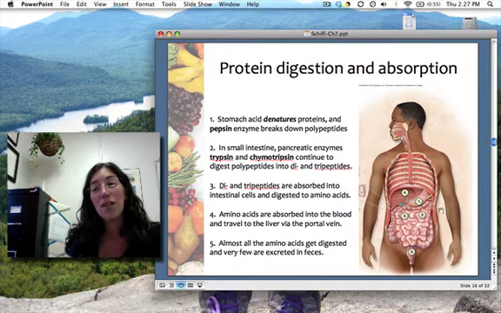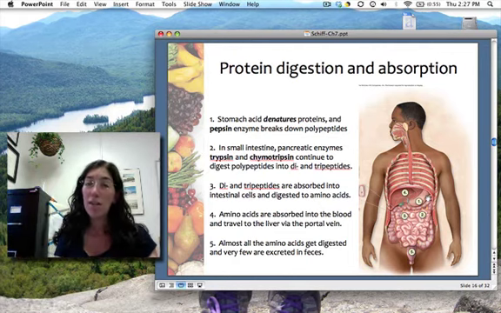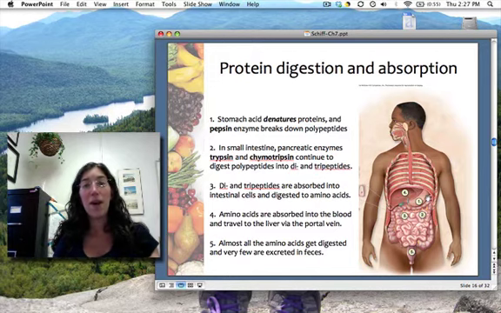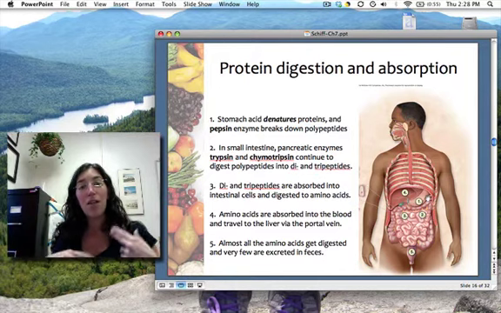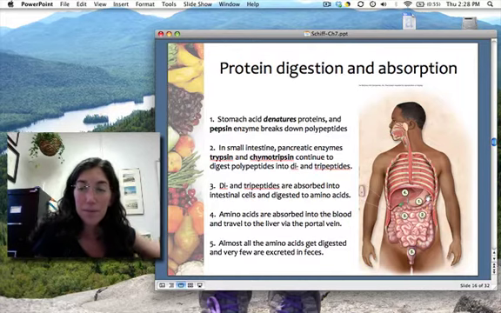Okay, so in the stomach, there's 2 major things that happen. 1, you have stomach acid production, and that acid helps to denature the protein. First step of protein digestion is to unfold it, to denature it. Secondly, there's an enzyme produced by the stomach called pepsin, and pepsin helps to digest peptide bonds. So pepsin is an enzyme that digests proteins.